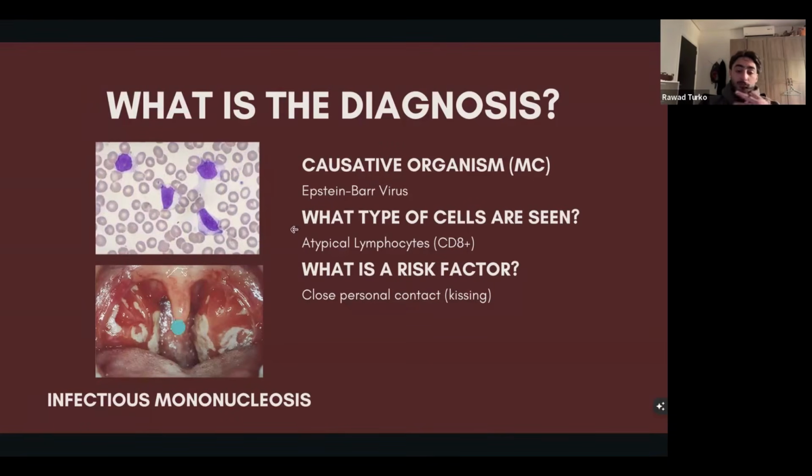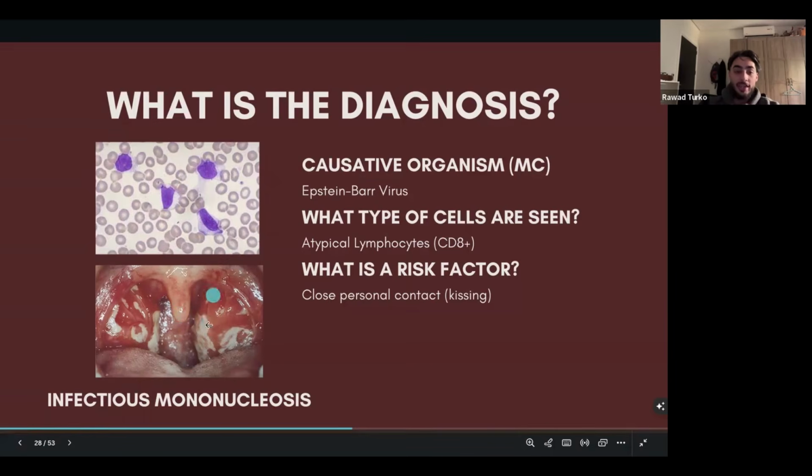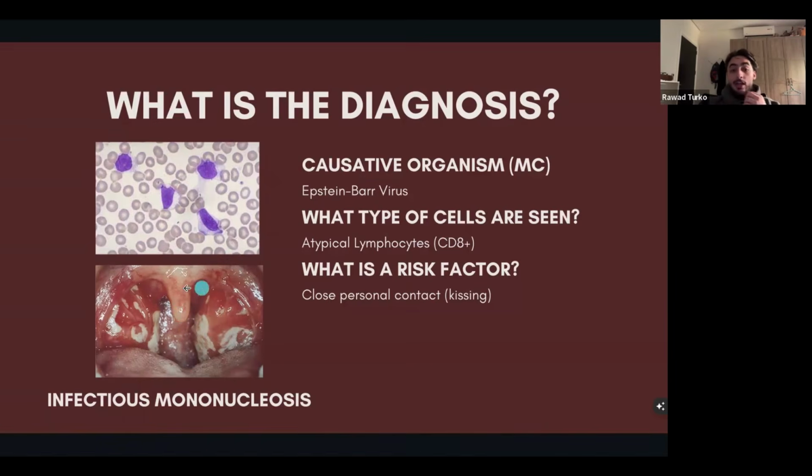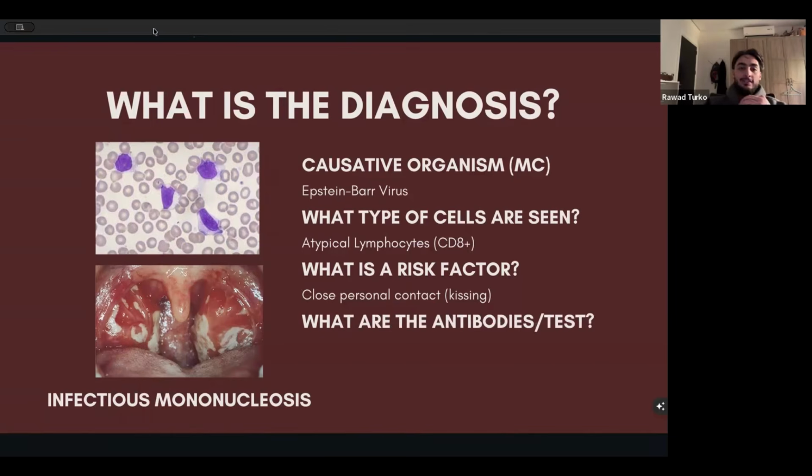So you're gonna see sore throat. You're gonna see this pharyngitis. You're gonna see very, very severe splenomegaly, and that's very important for a reason that I'll talk about soon. Okay, what are the antibodies slash tests that's done in infectious mononucleosis?